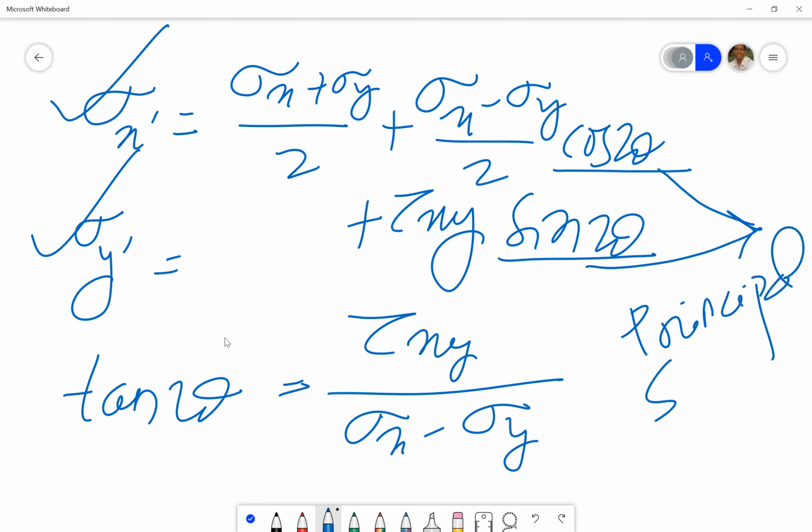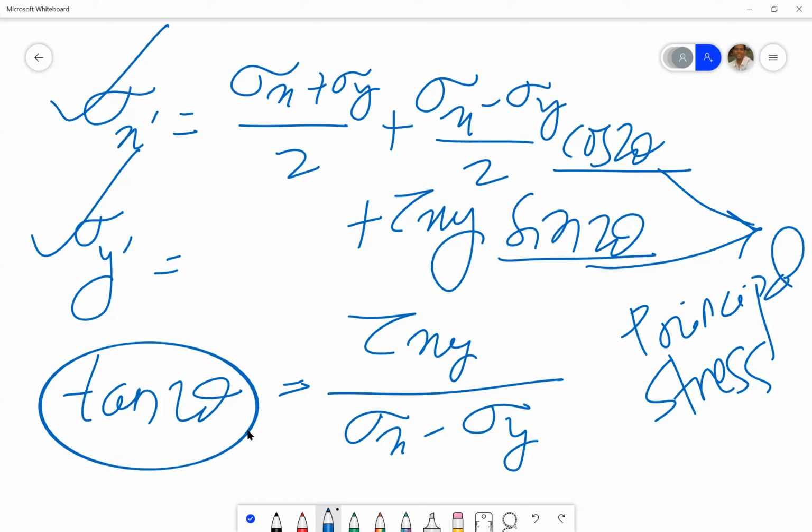Principal stress. How will we calculate this principal stress? From where will we get these values of sin 2 theta and cos 2 theta? From tan 2 theta. The tan 2 theta was derived from the equation by putting the shear stress, tau x dash y dash, equal to zero. By putting the shear stress zero, we get tan 2 theta equal to tau xy by sigma x minus sigma y.